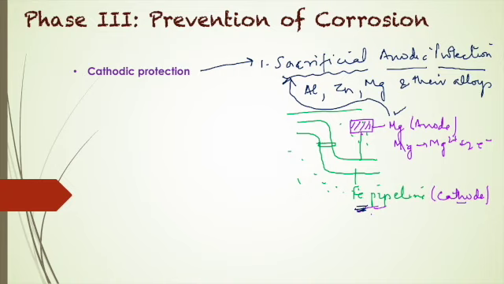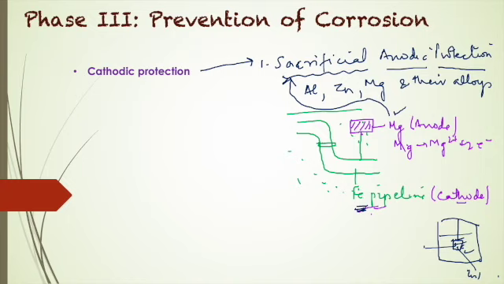So I have a boiler, and there also you can use these sacrificial anodes. The boiler tends to get corroded after some time. So what do I do? I just hang a piece of zinc or magnesium, which acts as a sacrificial anode. Okay, fine. So these are the applications of sacrificial anodic protection.